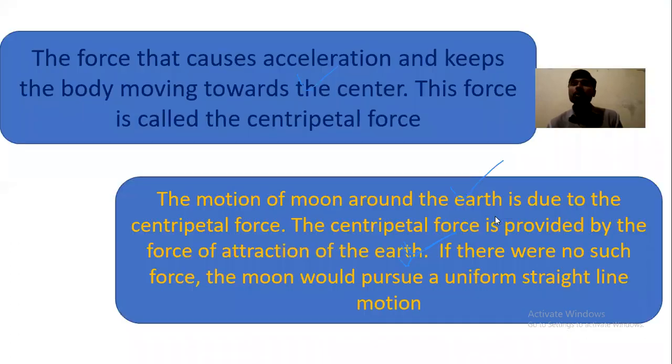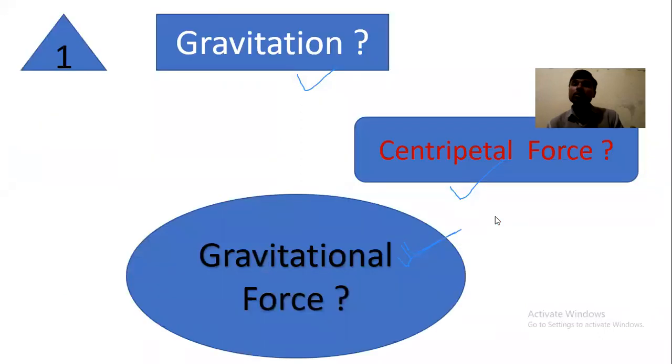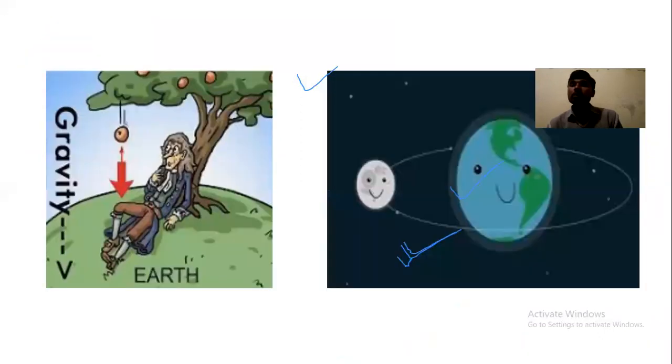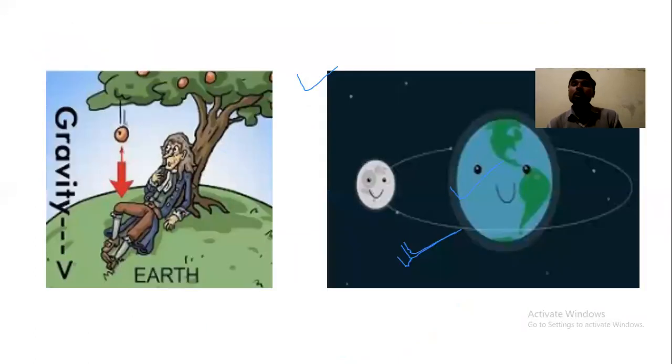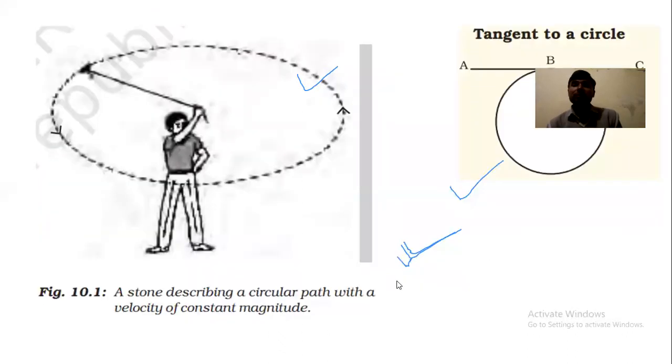So today we have learned what gravitation is, what centripetal force is, and what gravitational force is. Due to gravitational force, the apple falls on the earth. Due to centripetal force and the mutual gravitational force of the Earth and Moon, the Moon revolves around the Earth.